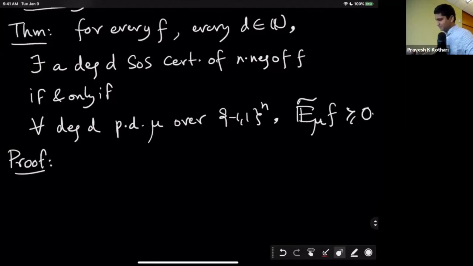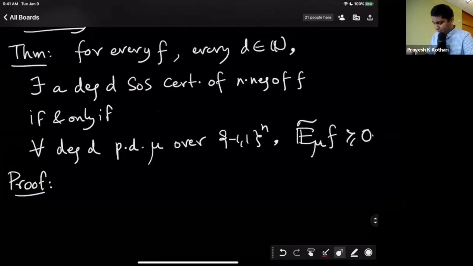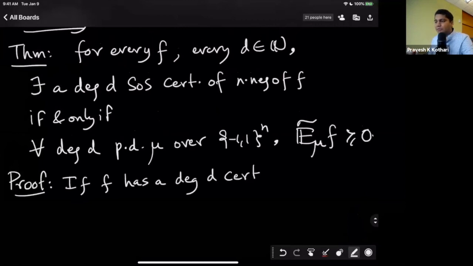Good. So let's prove it. Let's first prove the if part, the easy part, and it's simple, so I'm going to be quick with it. If f has a degree d certificate, then I want to prove that for every pseudo distribution of degree at least d, the pseudo expectation of f must be non-negative. Why is this going to be true? Well, f has a degree d certificate, so we better start by using it. So f can be represented like this.